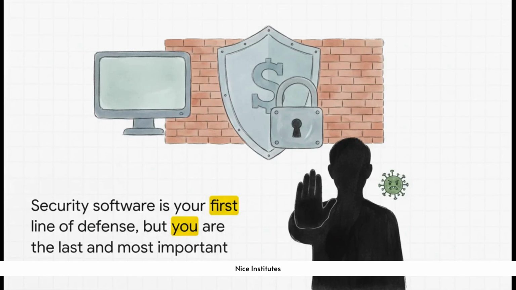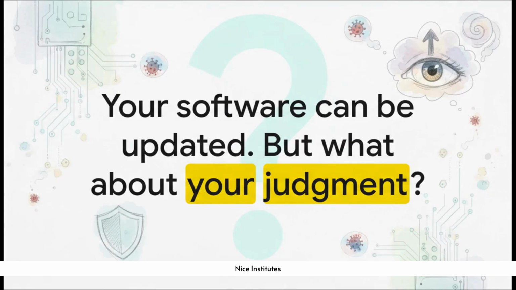Ultimately, everything we've talked about really boils down to this one idea. You can have the best software, the best firewall, but all of that is just your first line of defense. The final, and honestly the most important line of defense, is you. It's your skepticism, your habits, your decisions. We spend so much time and energy thinking about updating our software and running scans, but how often do we stop and think about updating our own awareness? Your software can be protected, sure, but the real question is, what about your judgment?